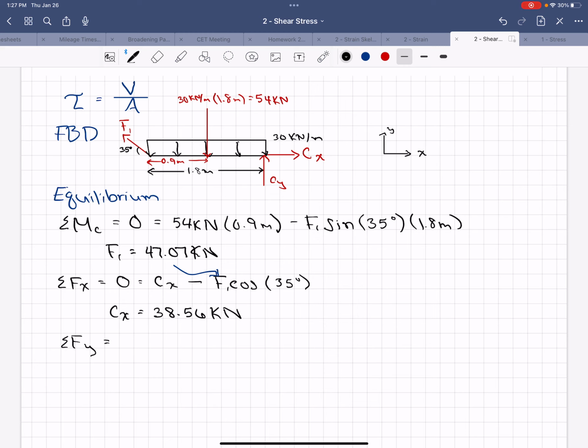So that would equal, we have F1 times the sine of 35 degrees, the y component of F1, minus the distributed load turned into a point load, 54 kilonewtons, plus Cy. And we get that Cy equals 27 kilonewtons.